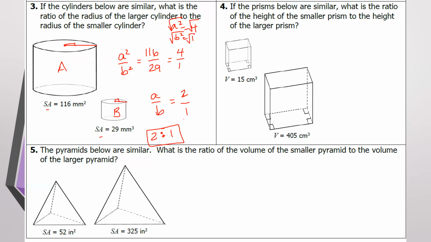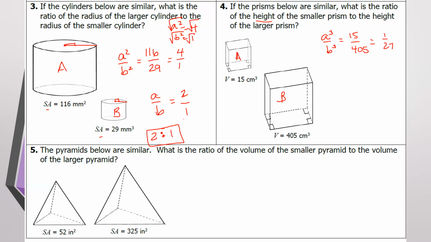Number 4, we have 2 prisms. If the prisms below are similar, what is the ratio of the height? Okay, that is a linear measurement. They give us the volume. Volume is A cubed over B cubed. And it wants the smaller prism to the larger prism. Smaller to larger, A to B. So A cubed is 15 and B cubed is 405. Reduce that fraction, 15 over 405 is 1/27.